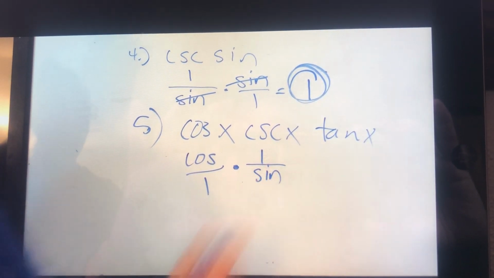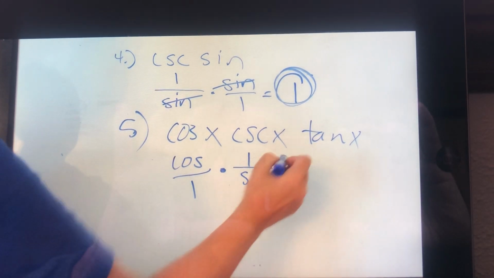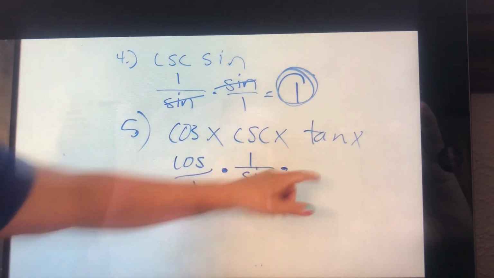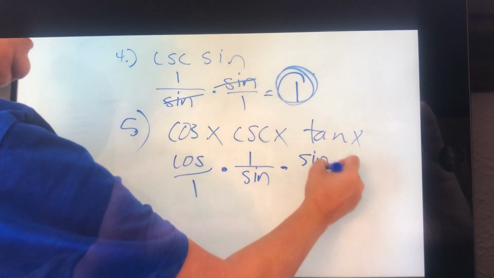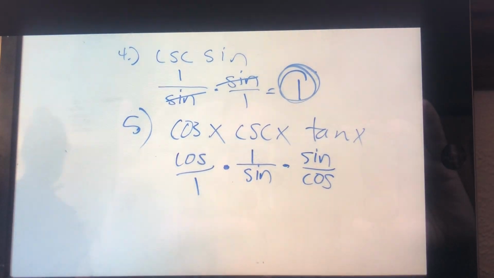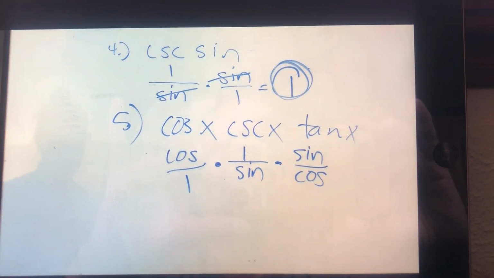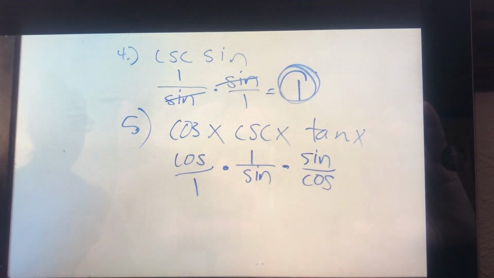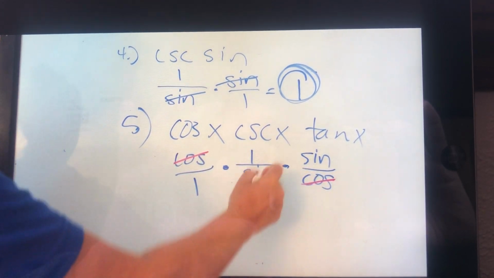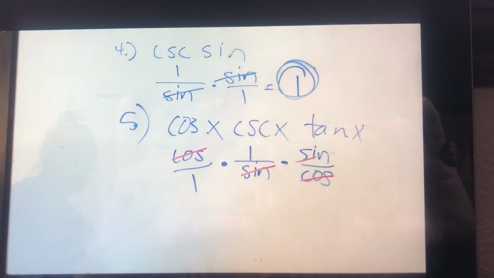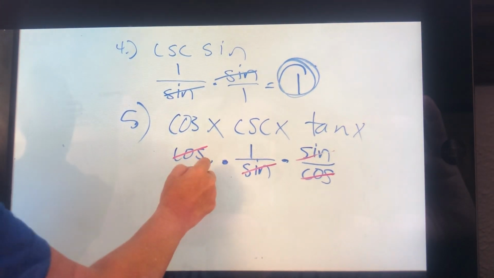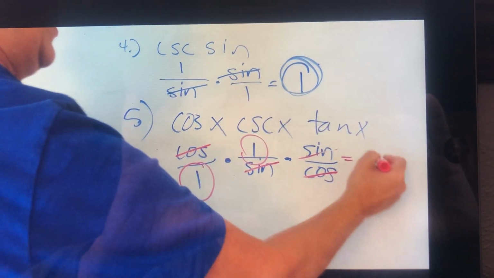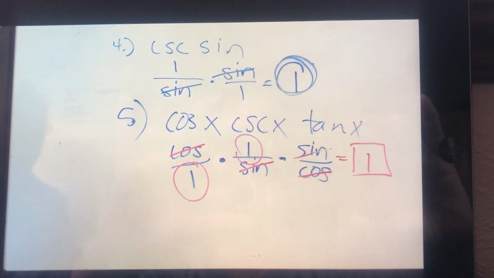1 over sine. And then tangent is 1 over cotangent, guys. That is true, but that won't help us. We want it to be in sines and cosines. So tangent's going to be sine over cosine. Okay? Ooh, and yeah, you look at that. And they do not have to be next to each other to cancel out. It's all multiplication, so it doesn't matter. This cancels with that. That cancels with that. A few of you wrote 0. If everything cancels out, we are left with 1. All right. So that was number 5.